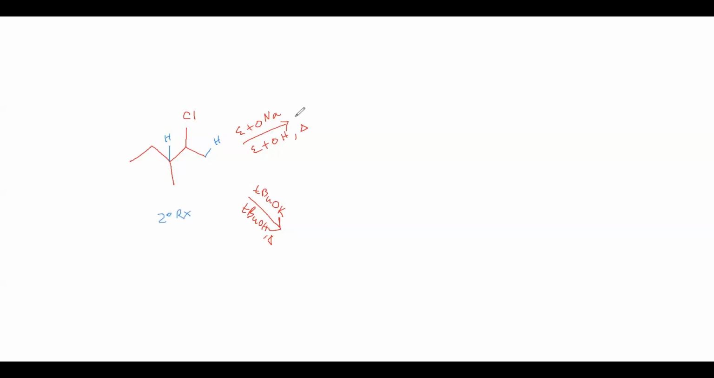Strong base, but it's a small base. And so on something like this, we are going to be forming the more stable alkene. So since the ethoxide is not a bulky base, it doesn't have difficulty getting in here, plucking off that proton to form the more substituted alkene.